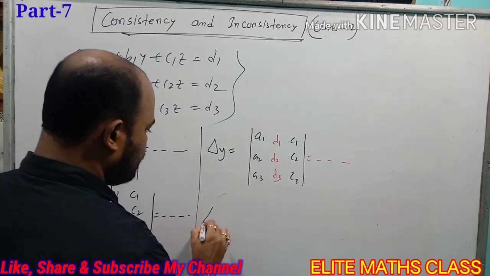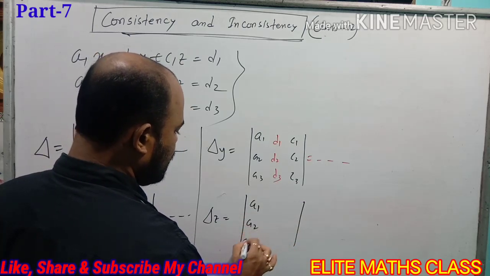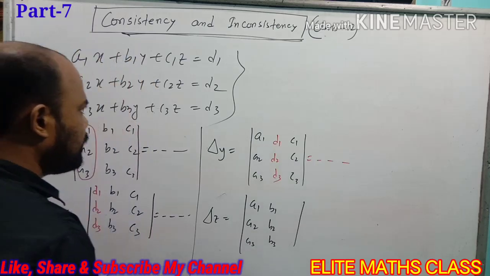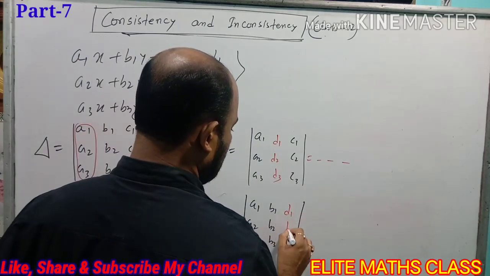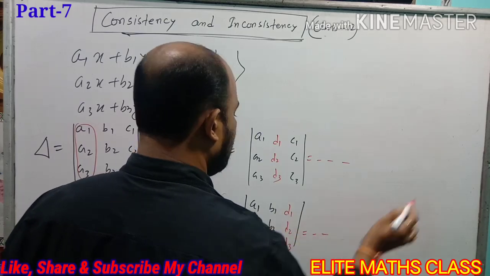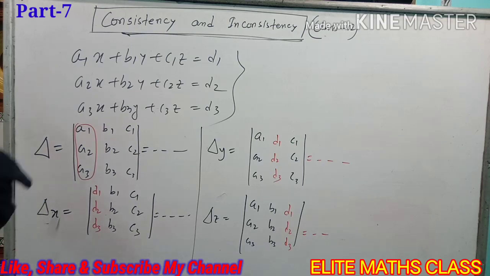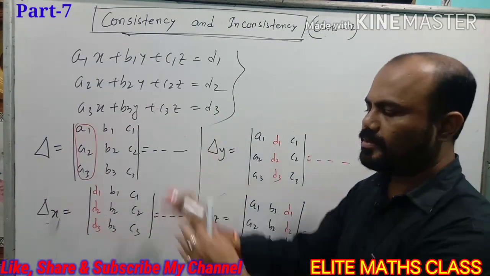In a similar way we have to find del z. Here it will be a1, a2, a3, b1, b2, b3, and the third column will be replaced by these values d1, d2, d3. Then expand the determinant and find the values. Then how to check? The conditions are the same as those of a system of 2 variables.